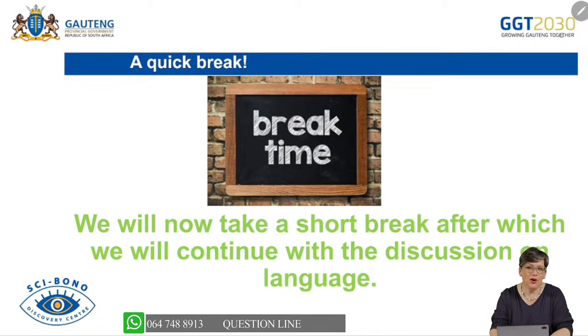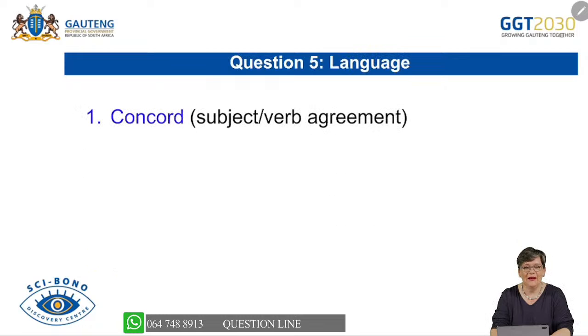So the last part of your paper one is, of course, the language. And I really think this is the easiest part. So what do we usually ask? Well, there's a list. And I hope you have pen and paper ready so that you can write down this list, just to double check that you have studied everything.